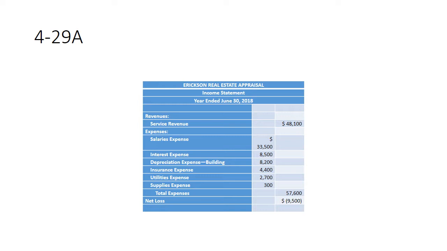So just like we've prepared all of our other income statements, we will record the revenues, service revenue, and then list each expense, add up the total expenses, and if you notice, this time our total expenses are more than our total service revenue. We're not used to that. So because of that, the company has a net loss. When expenses are more than revenues, net loss.